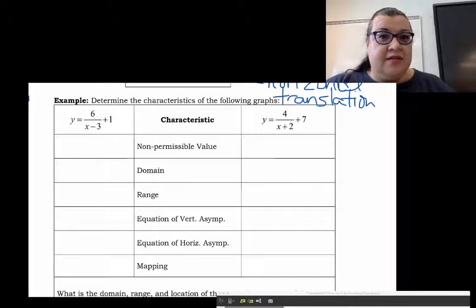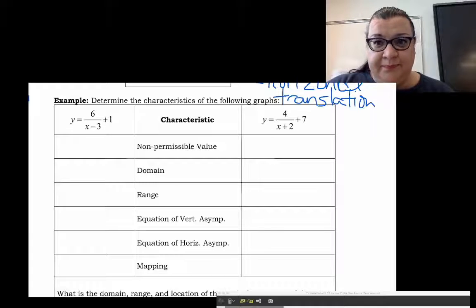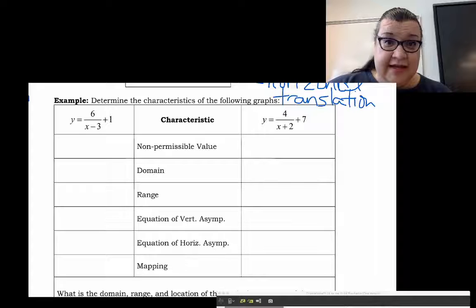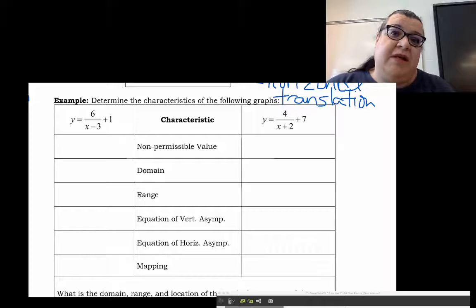Okay, so here we can see in this first one, y is equal to 6 over x minus 3 plus 1. So we've got a vertical stretch here of 6, right? Our a value is our numerator. We are translating horizontally by 3 units. And remember, when it's x minus 3, that means our h value is actually positive 3. So we are going to move 3 to the right. And our k value is plus 1, so we're going to move up 1.